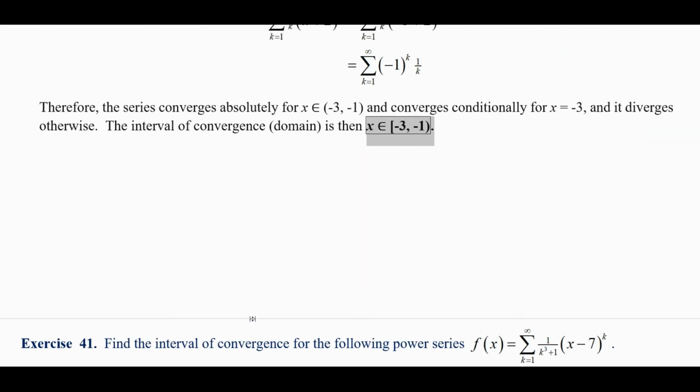All right, here's another one. Why don't you try this one? Press pause now.